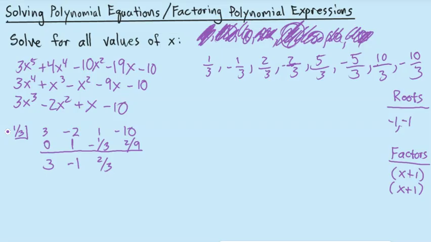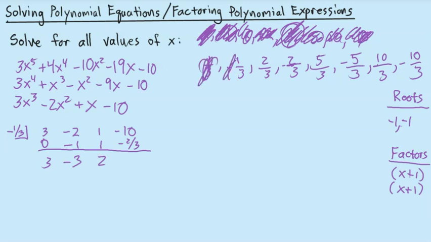So let's move on to -1/3. All right, so let's draw our line. Put a 0. 3 plus 0 is 3 times -1/3 is -1. -1 plus -2 is -3 times -1/3 is +1. 1 plus 1 is 2, and 2 times -1/3 is -2/3, which is, again, not 0. So let's cross off 1/3, cross off -1/3.